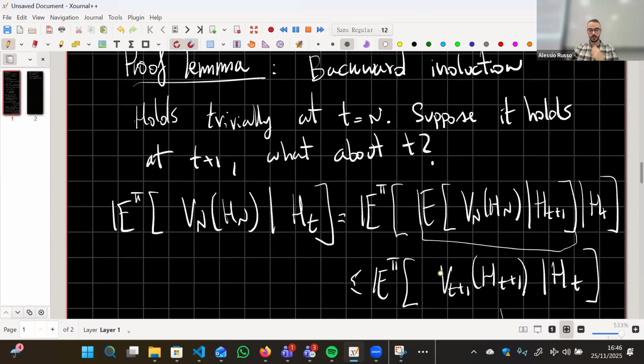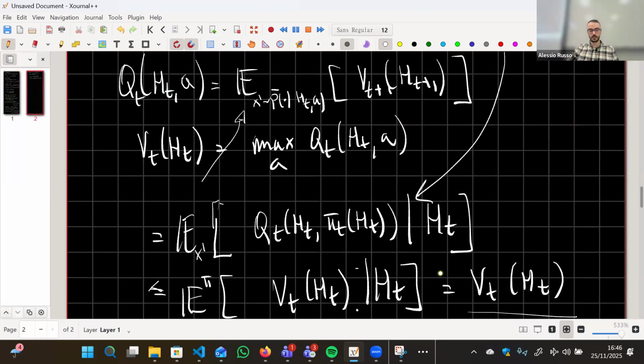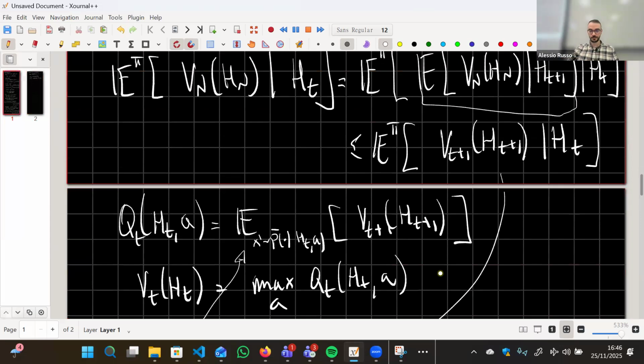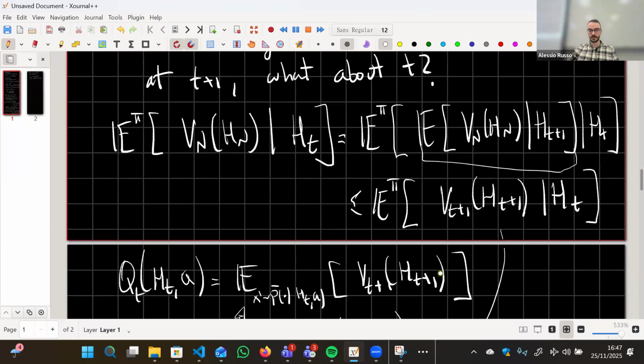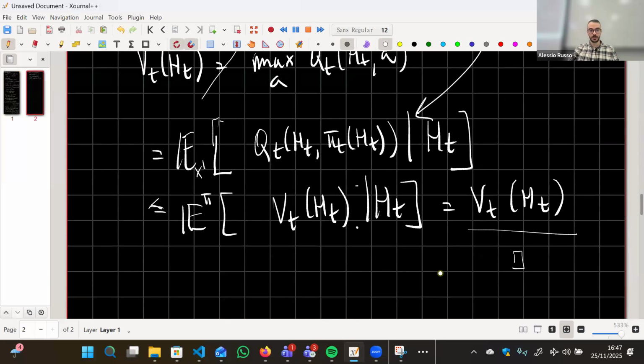Okay. So that's why in the end, we can also apply it here, that it holds with equality. Because we know that at time step t plus 1, this holds with equality when we use pi star. But for another generic policy pi, it is simply an upper bound. And then this inequality simply comes from the definition of Vt. So yeah, that's it.